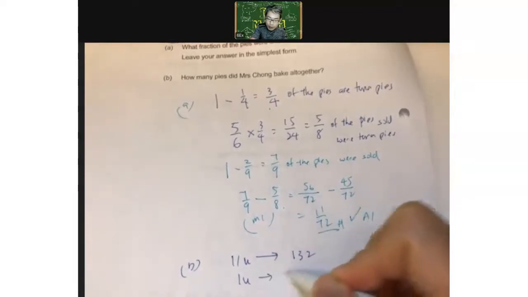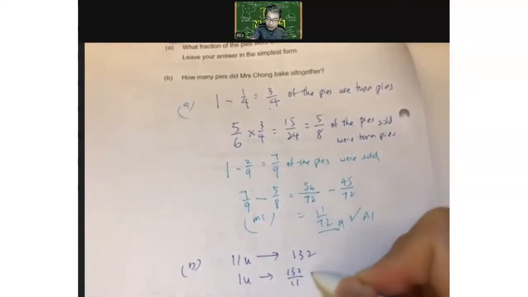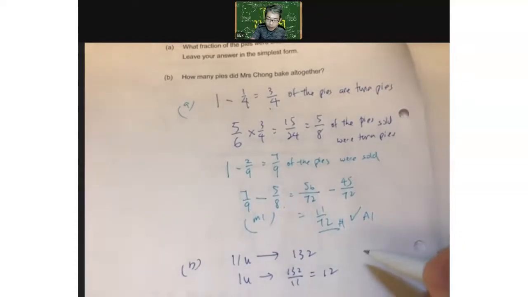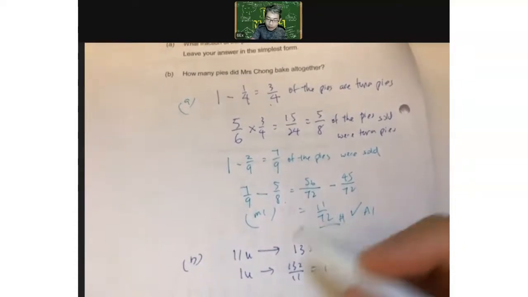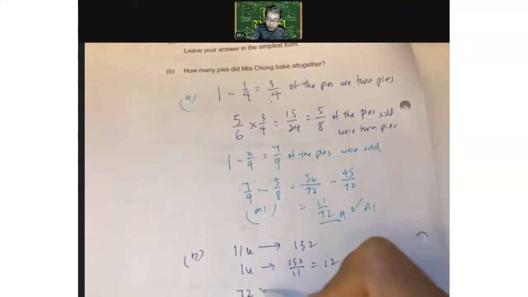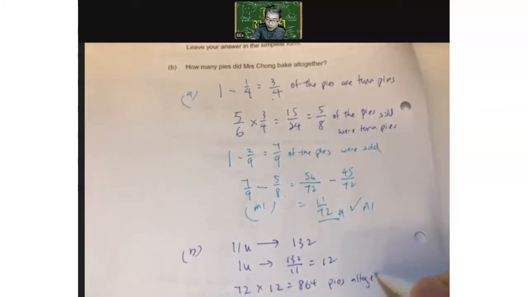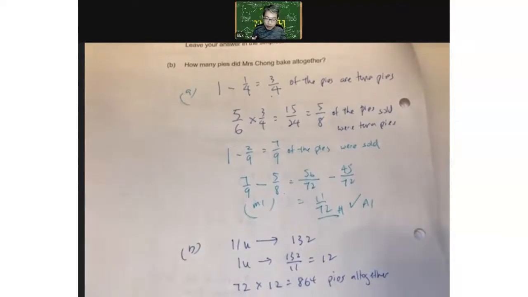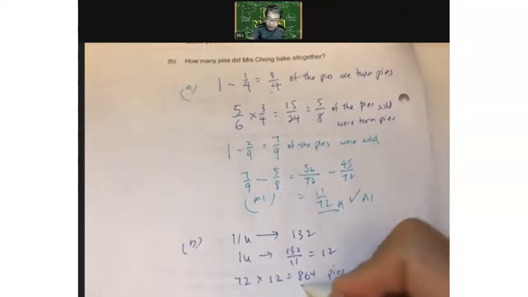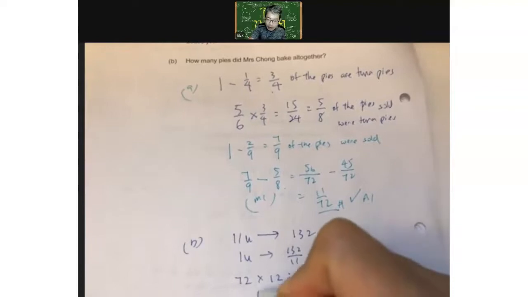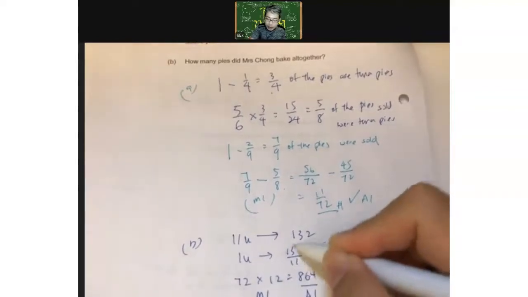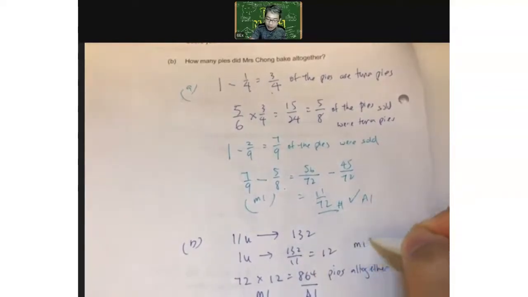1 unit will be 132 divided by 11, and you will have 12. So altogether there are 72 units. So 72 times 12, you get 864 pies altogether. That is the total number of pies baked at first. This is 2 marks, this is 3 marks here. So this part you get your A1, this part you get your M1, and this division here is where you get your other M1.